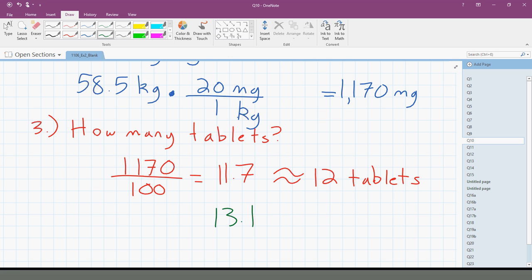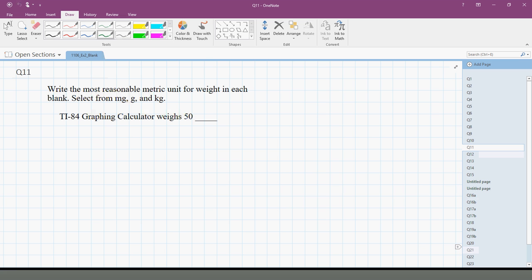As a pharmacist, I can't give out 0.1 of a tablet, so I have to bump it up. I have to give them 14. Okay? Just wanted to make sure that was clear on that one. No matter what the decimal is, round it up. All right, so the next one.